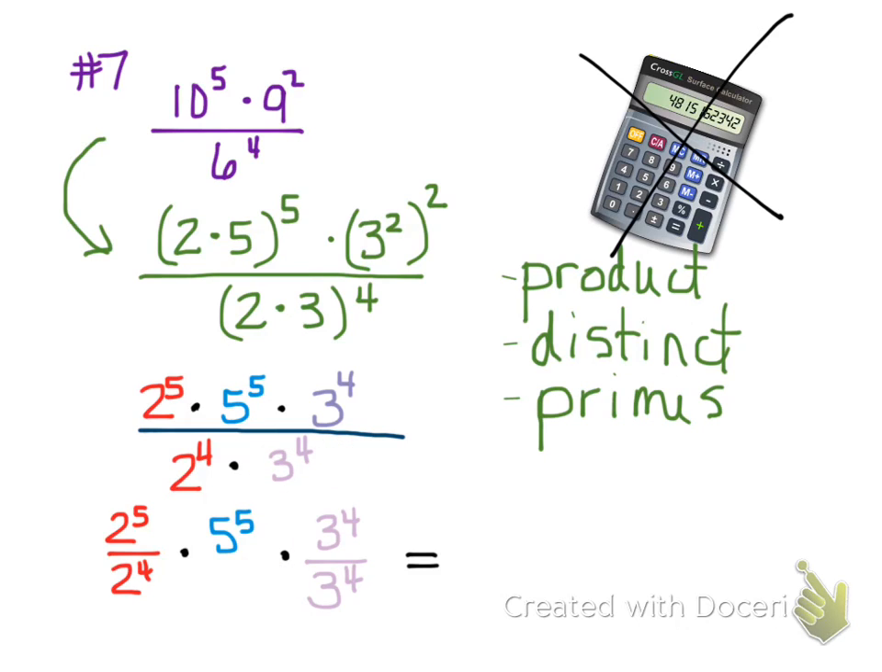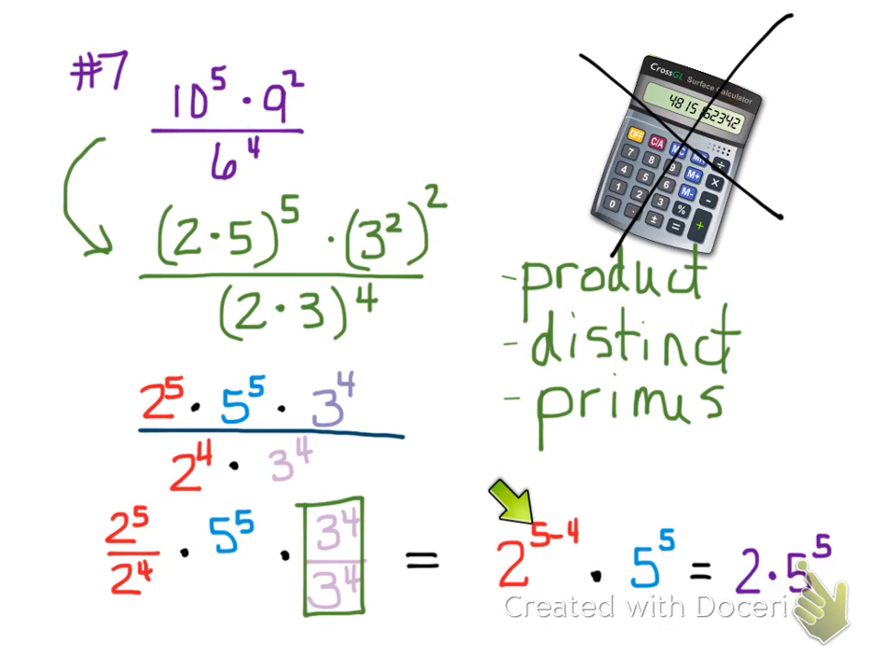And so now I can see how I can simplify that. That's 2 to the 5 minus 4, because I'm going to subtract my exponents when I divide. The 5 to the 5th just stays the same. And 3 to the 4th over 3 to the 4th is a fancy way of saying 1, right? So this becomes my factor of 1, which isn't going to change anything, so I can leave it off. So now I've got 2 to the 5 minus 4 times 5 to the 5th, which is just 2 to the 1st power, or 2 times 5 to the 5th.